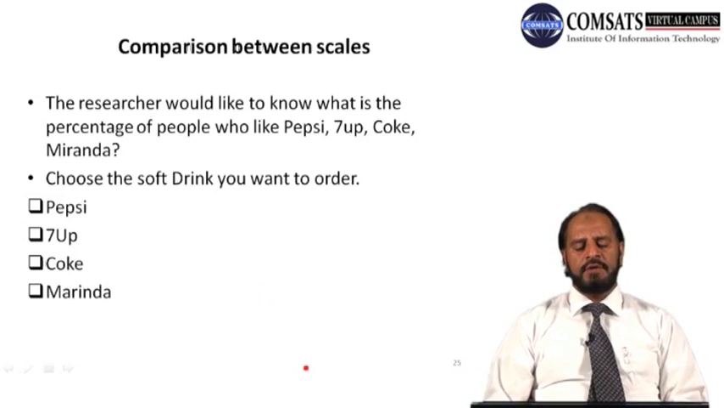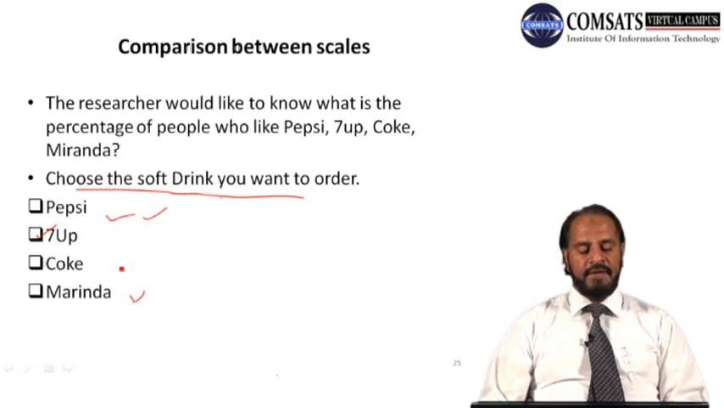So usually we will have a question. We would say, choose the soft drink you would like to order. Out of the 4 soft drinks you can order, you need to pick one of them. Let's say this one, as compared to someone else who would have picked this one, and someone else who would have picked this one. So basically what you try to do is see how many have ticked this. Let's say 2 people have ticked this and 4 people have ticked this.